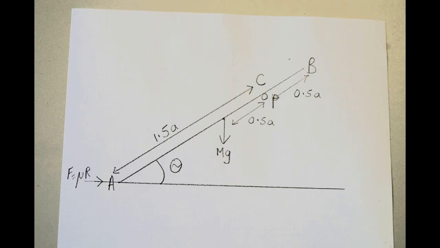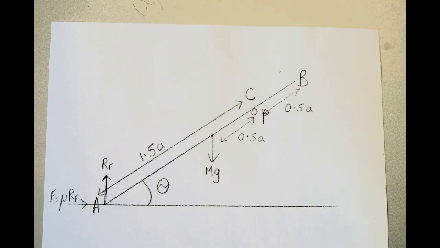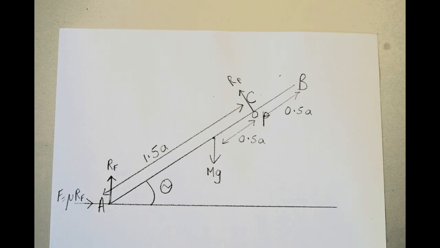F equals mu R. There is a normal reaction exerted by the rod resting on the ground. This acts perpendicular to the ground. Shall we call that Rf? So friction equals mu Rf in this example. There is also a normal reaction exerted by the rod resting on the peg. We'll label that Rp. So that's the force diagram labelled up.